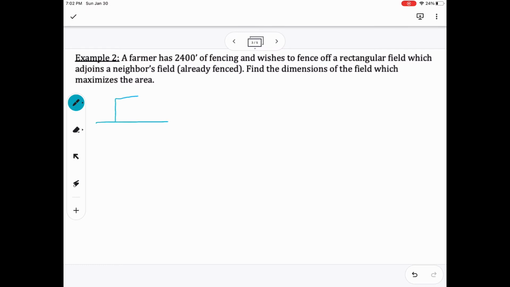Okay. Example 2 says a farmer has 2,400 feet of fencing and wishes to fence off a rectangular field which adjoins a neighbor's field already fenced. Find the dimensions of the field which maximizes the area.